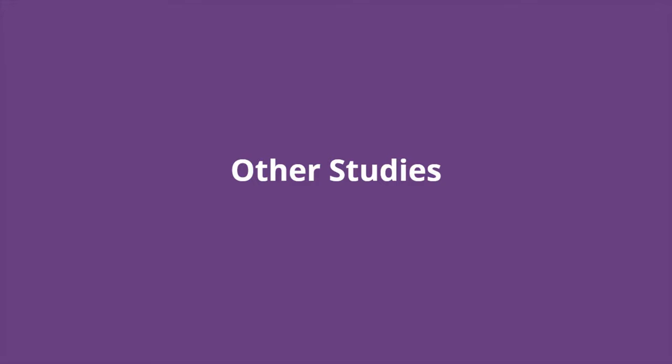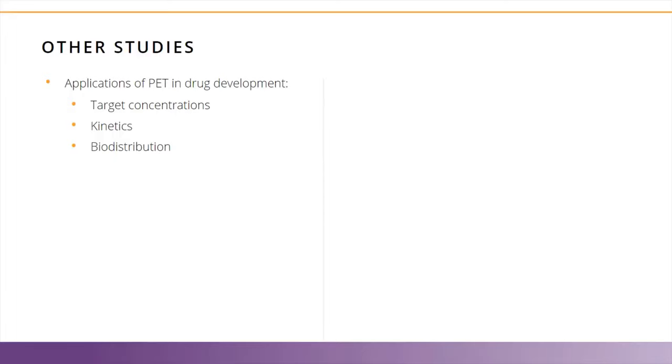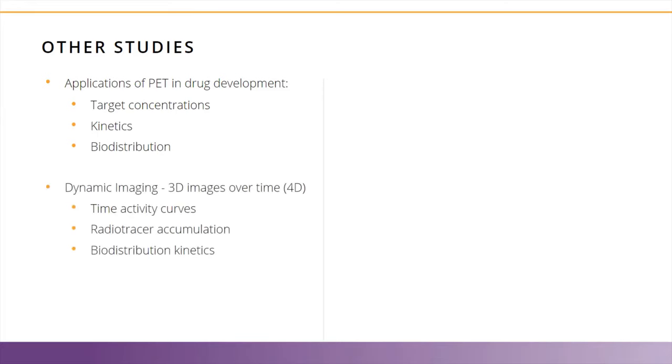We've focused on 3 big application areas for PET, including oncology, neurology, and cardiology. Let's spend a bit more time looking at a few other examples. In drug development, PET can be used to look at target concentrations, biodistribution, as well as kinetics. Dynamic 4D imaging, that is 3D imaging acquired over time, can be used to generate time activity curves to look at accumulation of radiotracers and biodistribution kinetics.